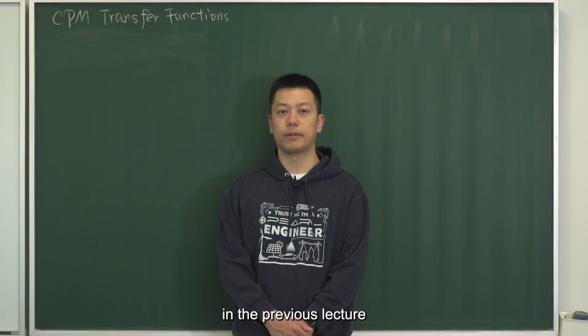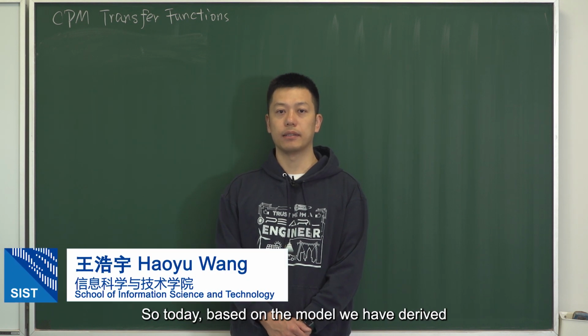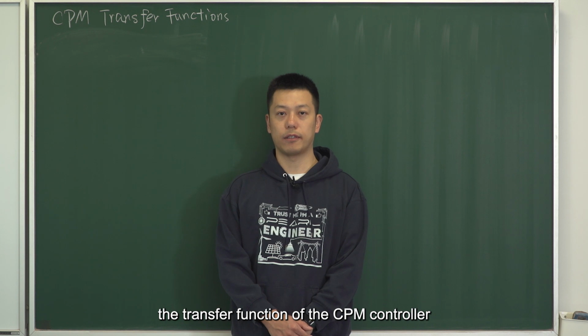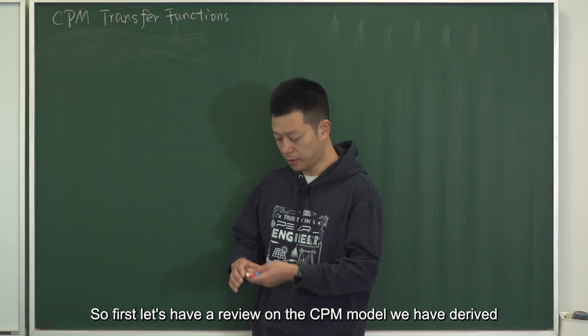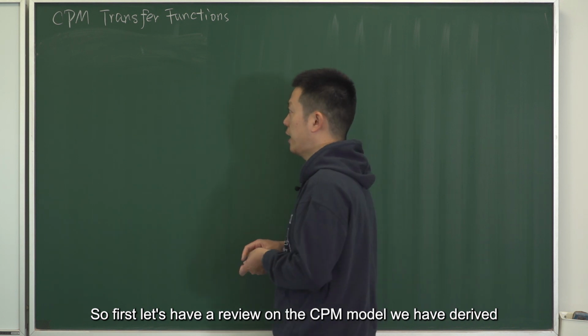In the previous lecture, we modeled the CPM controller with ramp compensation. So today, based on the model we have derived, we are going to derive the transfer function of the CPM controller. First, let's review the CPM model we have derived.